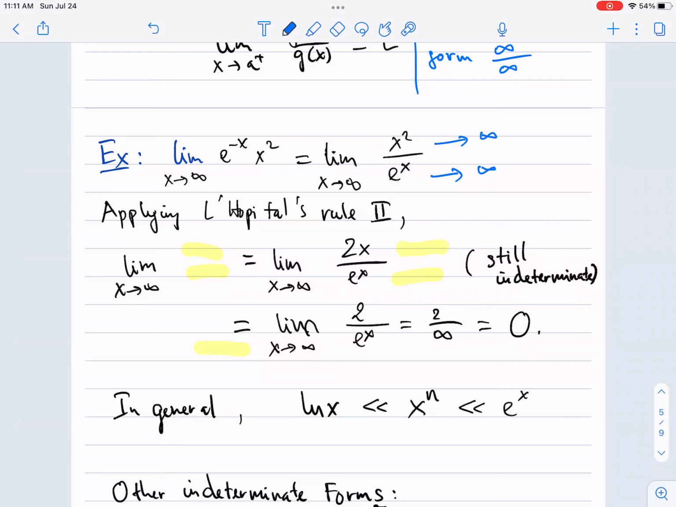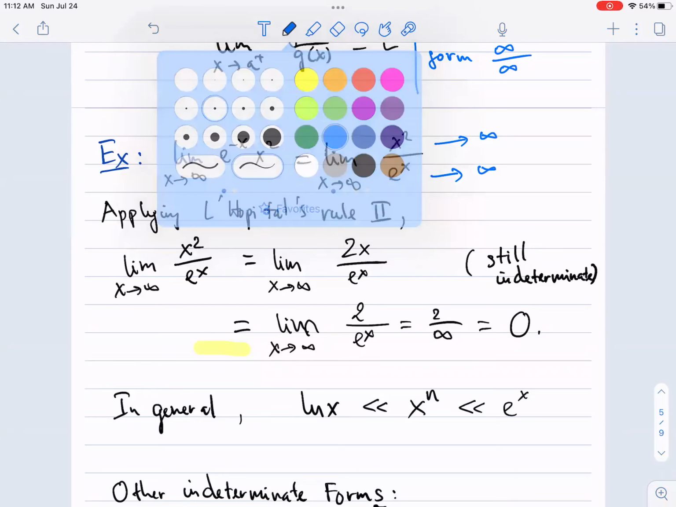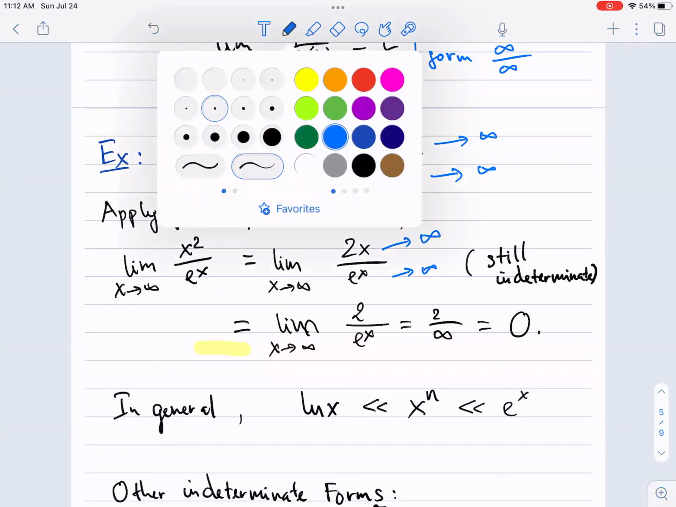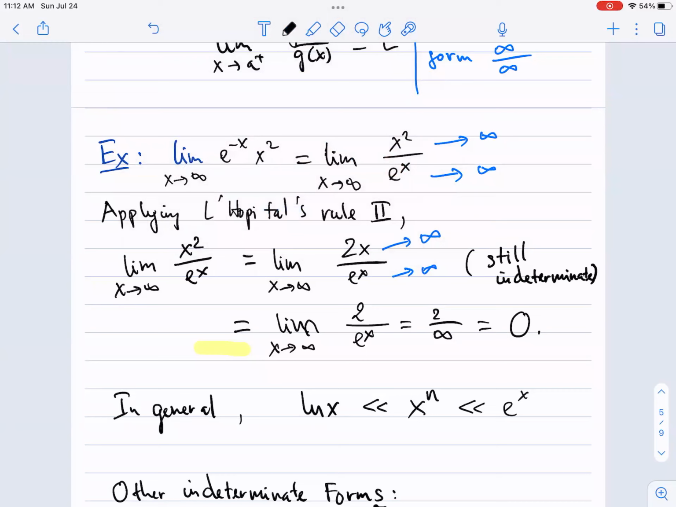Applying L'Hopital rule part 2, we have that the limit of x squared over e to the x is going to be equal to the limit of the quotient of the derivatives, which is 2x divided by e to the x. But this is still indeterminate because the numerator is still approaching infinity and the denominator is still approaching infinity. So we have to apply the L'Hopital rule again.